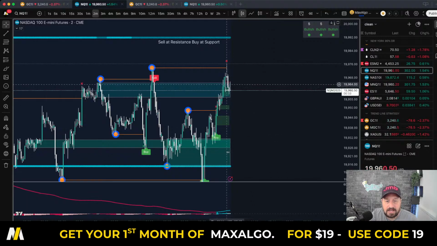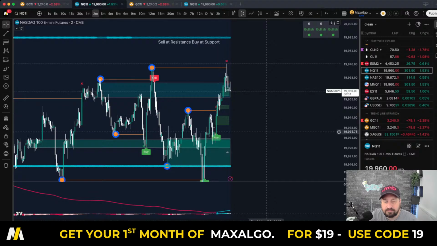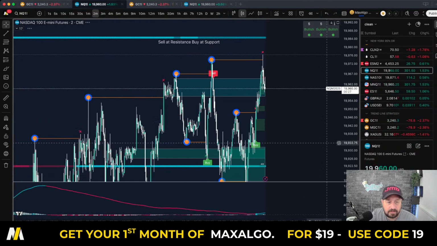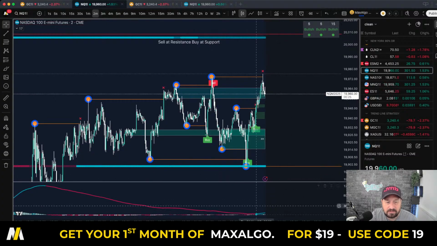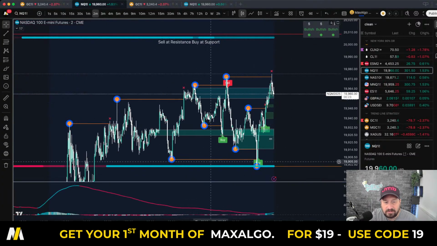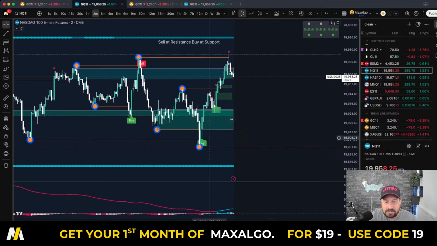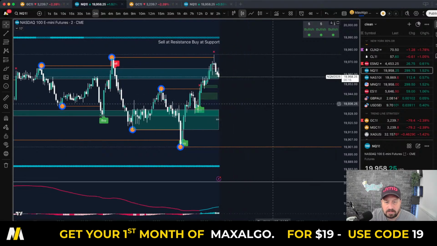So I like this as an entry short, right, out of that liquidity. But we are above the 0 line, and we're bullish on both dynamic TP, so we'd rather be taking buys. But this will give a sell signal.